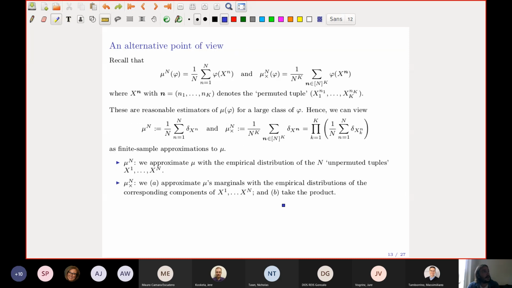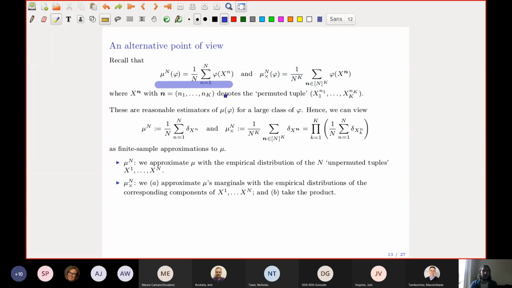Now, there's one last thing I can say in some sort of generality about when you can expect this variance reduction to be big, but in order to do so, it's good if we switch our perspective a little bit. So far we've been viewing these things here as estimators for mu phi, right? But we know from the theory that they're good estimators for mu phi for a large class of phis, right?